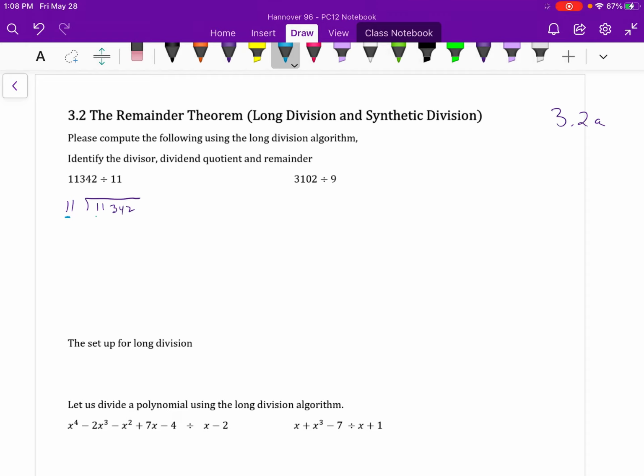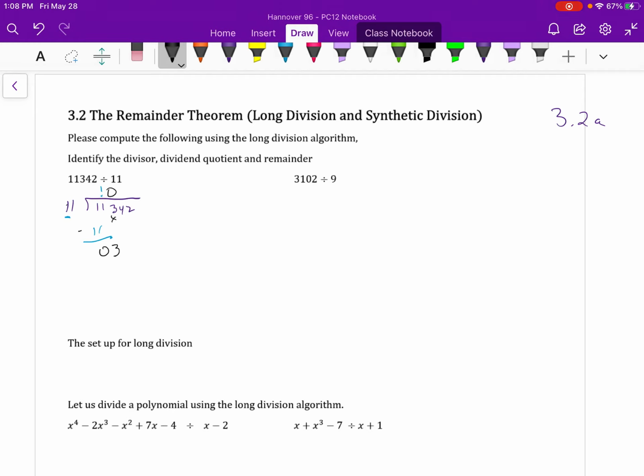Does 11 go into 1? No, 11 doesn't go into 1. 11 goes into 11 one time. And then 1 times 11 is 11. So far, so good, I hope. And then you're going to subtract it. That gives you 0. And then you carry down the 3.